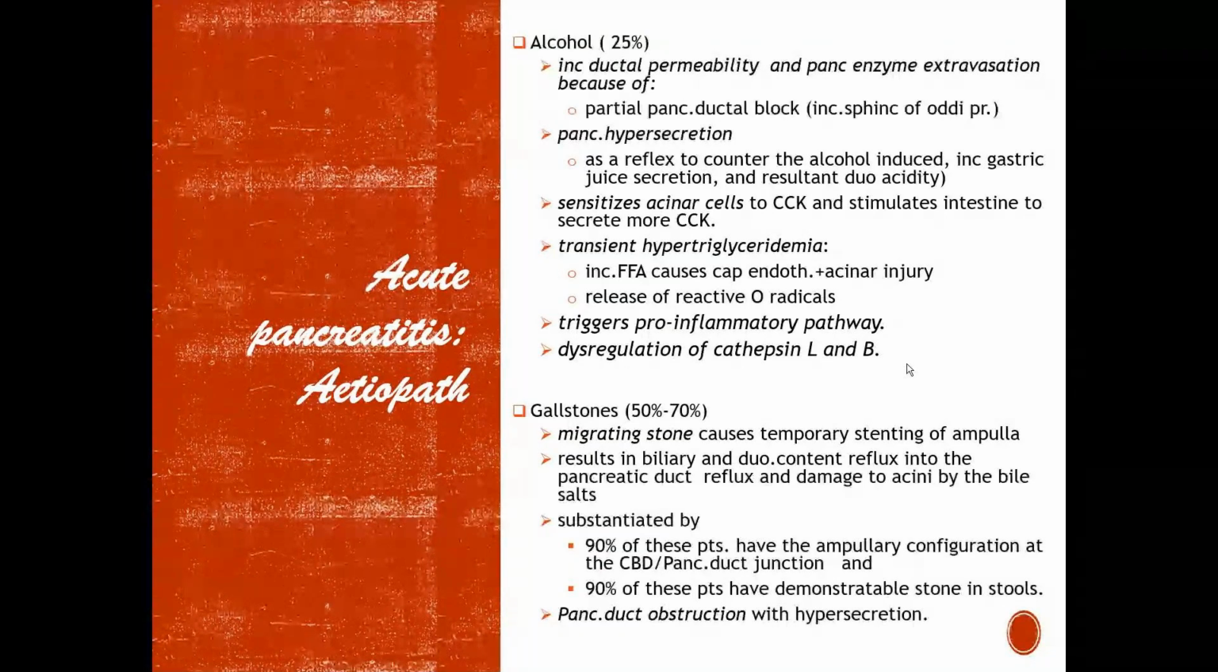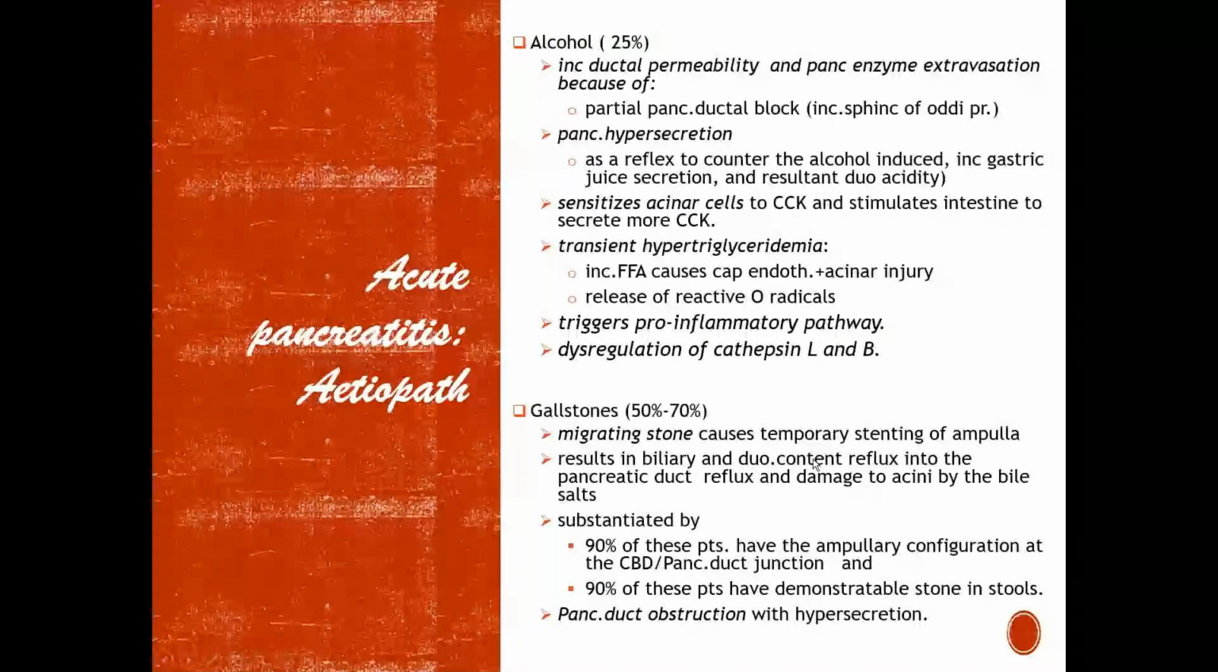But coming to the most important cause, and that is gallstones, responsible for almost 50 to 70% of patients with acute pancreatitis. This figure varies from study to study, but a common range could be 50 to 70%. What kind of gallstone is going to precipitate acute pancreatitis? It has to be a migrating stone. Why migrating? A stone which has migrated from the CBD into the duodenum. Why? Because it causes temporary stenting of the ampulla and it results in what? Biliary and duodenal content reflux.